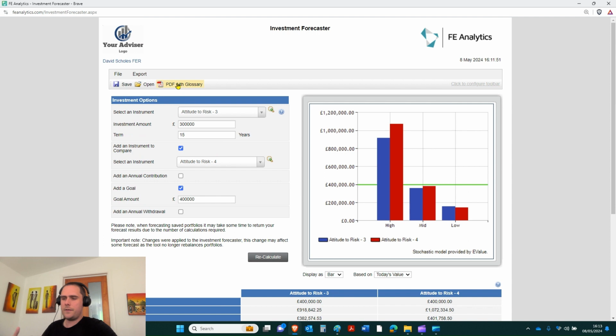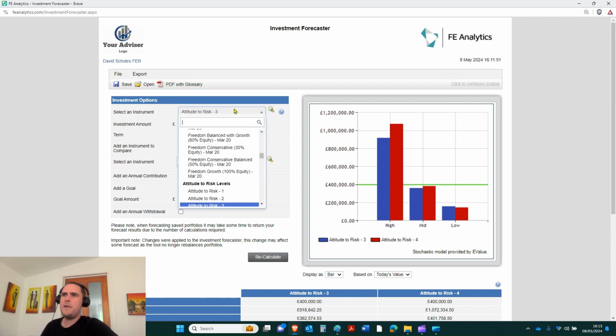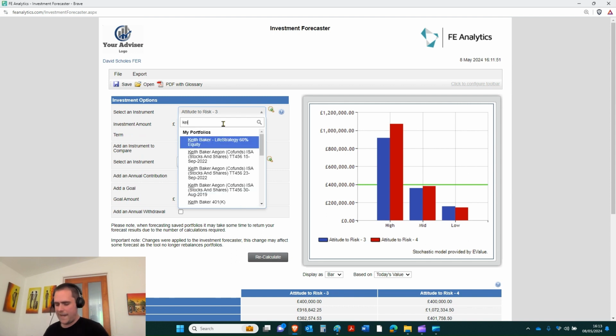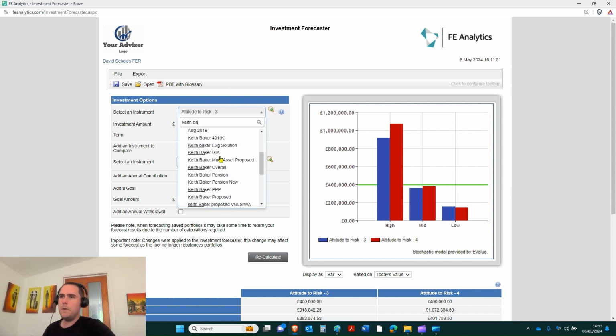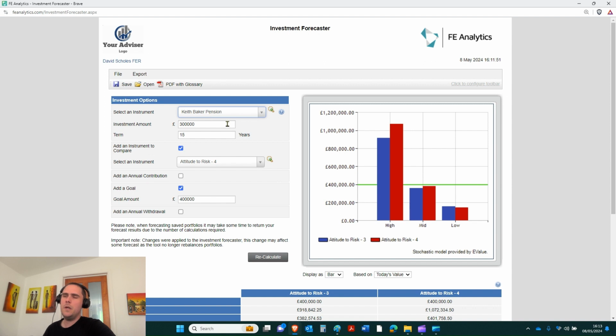Let's change this up though. Let's suggest I want to start looking at my portfolios rather than just the attitude to risk levels. So maybe rather than looking at risk profile 3, my client already has a portfolio. My mate Keith Baker, there's his pension. And I want to compare that against my risk profile 4.